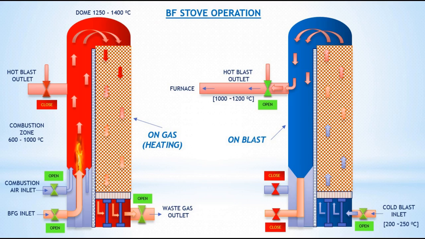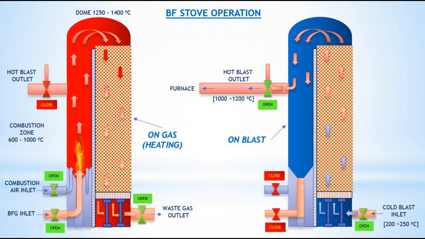Functions of stoves. The primary function of stoves in internal combustion blast furnace stoves is to preheat the air blast. Stoves preheat the air blast to a high temperature, around 1000 to 1200 degrees Celsius, before it enters the blast furnace, enhancing combustion efficiency and iron production. Recover waste heat. Stoves recover waste heat from the flue gases and transfer it to the air blast, reducing energy losses and improving overall efficiency.